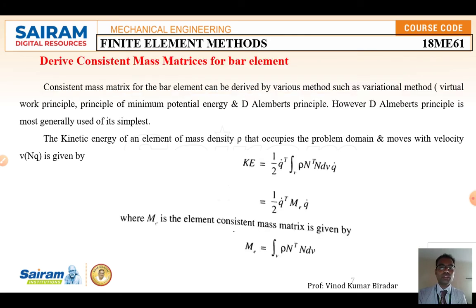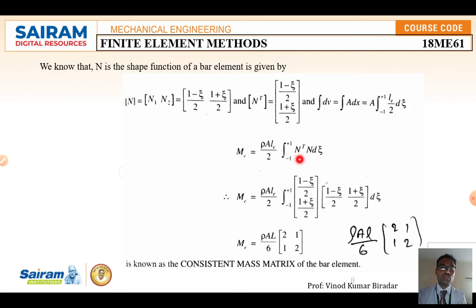Now substitute that into the consistent mass matrix equation: the transpose and dV also substituted. After substituting, the consistent mass matrix is equal to density rho A L by 2, integral from minus 1 to plus 1 of N transpose N d zeta. Simplify this by substituting N transpose and N. After substituting N and multiplying, you get the consistent mass matrix for the shape function, which is equal to mass density, area, length by 6 times 2 1 1 2. This equation is called the consistent mass matrix for the given bar element.